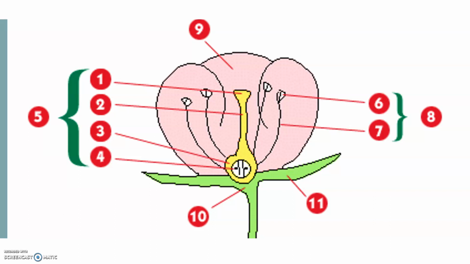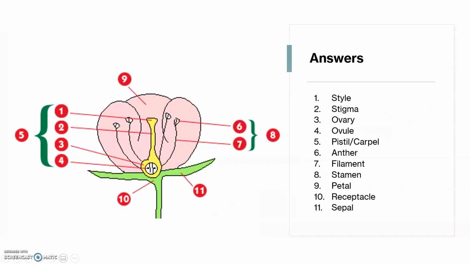Take a moment to look at this diagram and quiz yourself on the parts of a flower. Hopefully you are able to identify all of the parts of the flower. Here are the answers. I hope this video helped you achieve the goals of identifying the parts of the flower and learning about pollination.